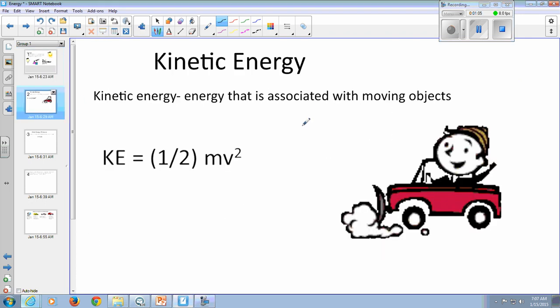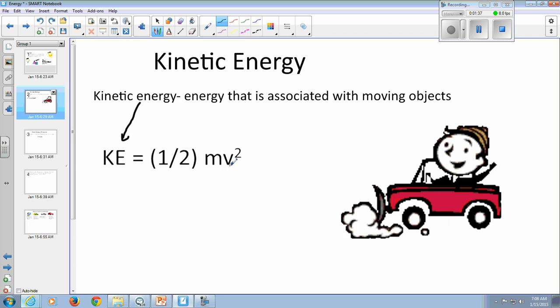One of the other forms of energy that we define in physics is kinetic energy. And kinetic energy is pretty basic. It's the energy that's associated with moving objects. Okay, if an object's in motion, it has kinetic energy. The equation for kinetic energy, we represent kinetic energy with a KE, and that's equal to 1/2 of the object's mass times its velocity squared.